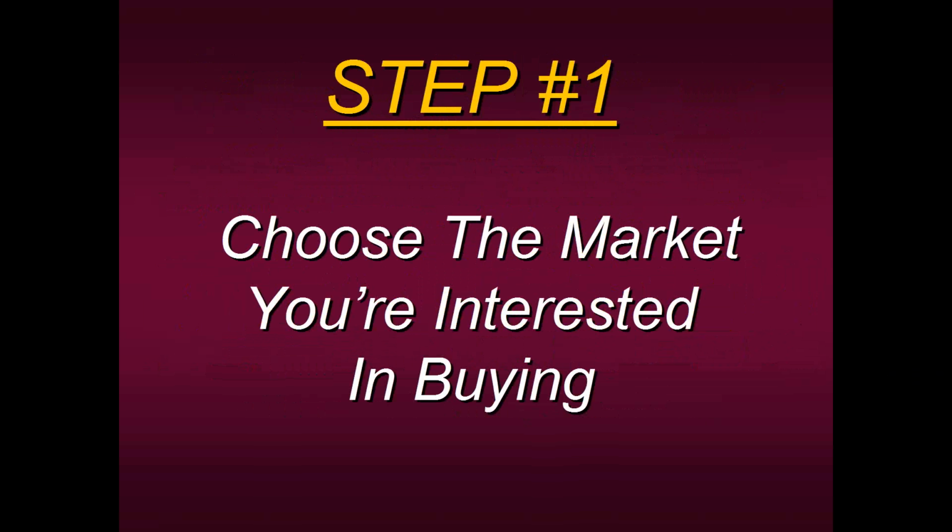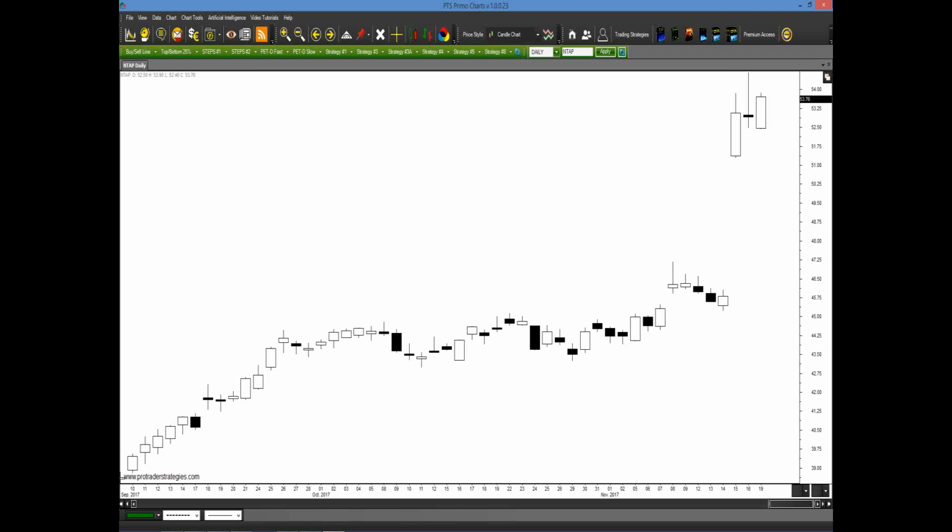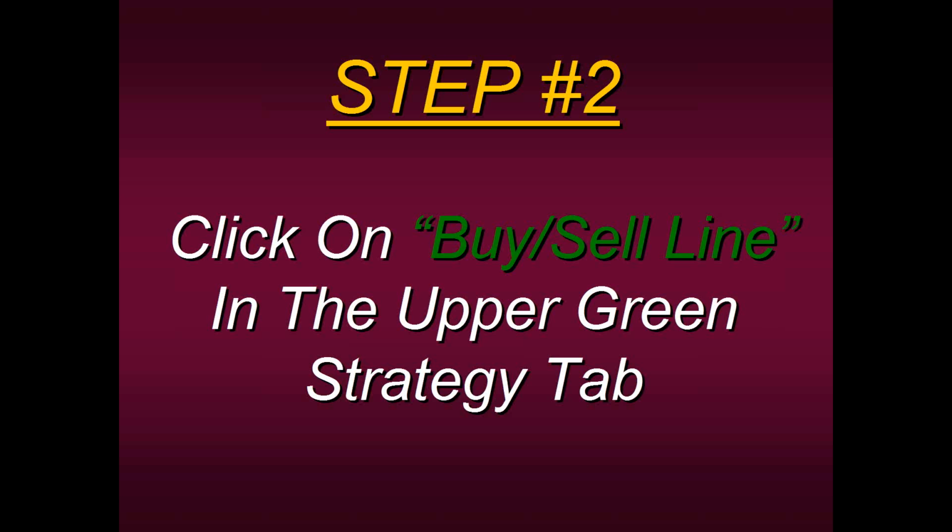All right, step 1. Obviously, you want to choose the market you're interested in buying, because we're going to be looking at buy setups right off the bat. Remember, we're going to start off with a bias with stocks, but this can be currency pairs, futures. It makes no difference. Let's just say we're a stock trader and our stock is NTAP that we were talking about earlier. Now, looking back in hindsight, yeah, it's easy to see that we would have loved to have bought this, but how could we have known in advance to buy this? Well, first thing we do is click on our buy sell line. That's step number 2. Click on the buy sell line in the upper green strategy tab.